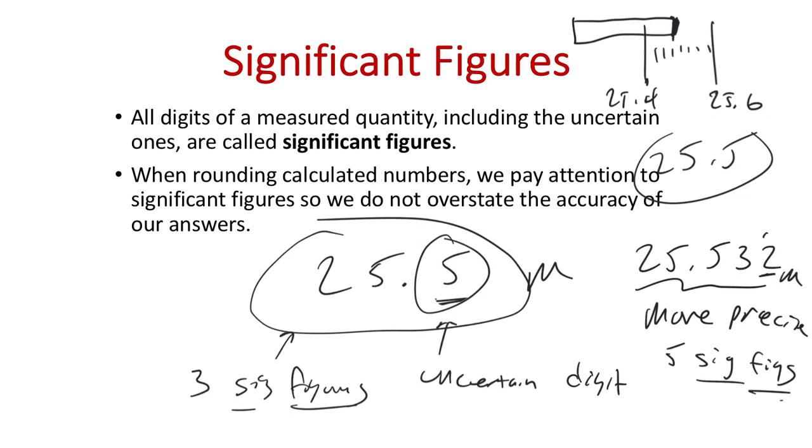So when we're rounding calculated numbers, we pay attention to the significant figures so we don't overstate the accuracy of our results. When you throw a calculation in your calculator and you get like 10 digits on the screen, those probably aren't all significant. We need to figure out where to round that calculation off to, so we're not overstating the preciseness of a result.